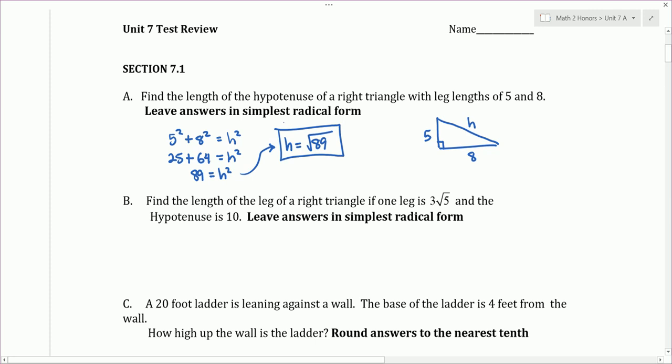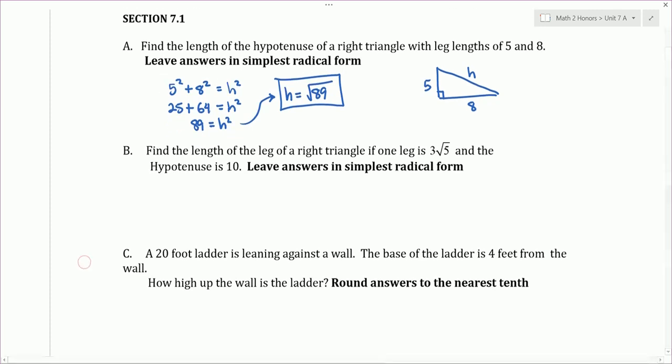Part B, find the length of the leg of a right triangle if one leg is 3 square root 5 and the hypotenuse is 10. So again, start with another picture. Hypotenuse, which is opposite the 90-degree angle, is 10. And one of the legs is 3 root 5. It doesn't matter which one you make 3 root 5. And we're trying to find the length of the missing leg.